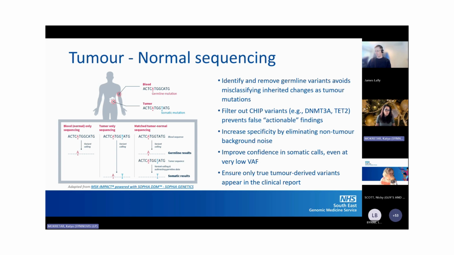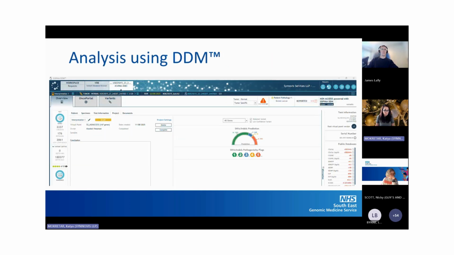If we sequence only the blood, we see only germline variants. If we sequence only the tumor, we see the germline and the tumor-specific variants, and we cannot distinguish which one is which. So when we do both of them, we can distinguish very clearly which are the tumor variants only. So that's why we sequence both of them.